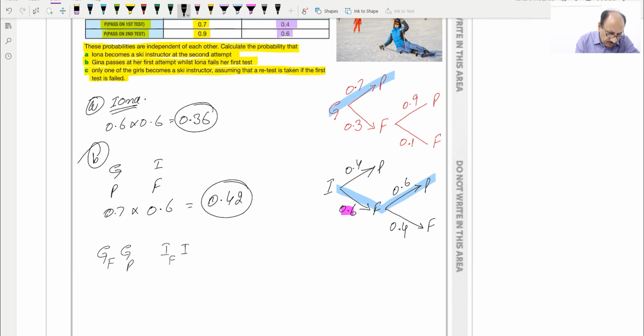So because one is passing at a time, this can be the probability, and we will be multiplying these two probabilities. And the second option can be Gina failing both attempts and Eona passes her second attempt. So it will be like this one. In this case Gina passed in her second attempt, and in this one Eona passed her second attempt. Now the first attempt also we can take into consideration.